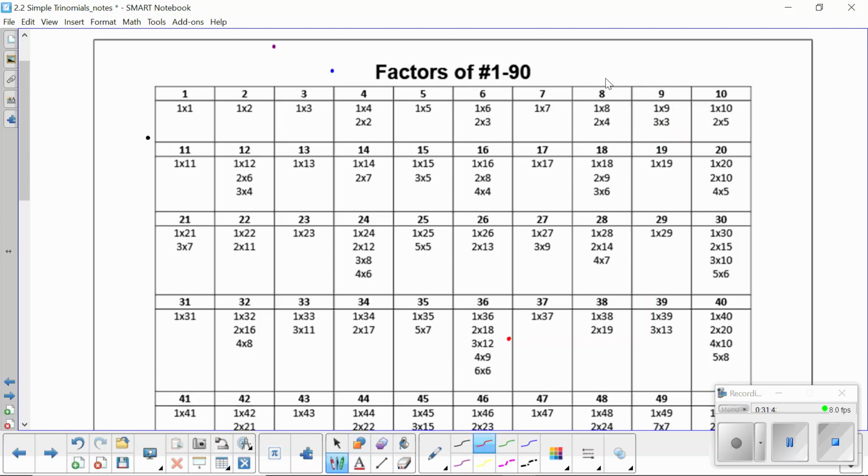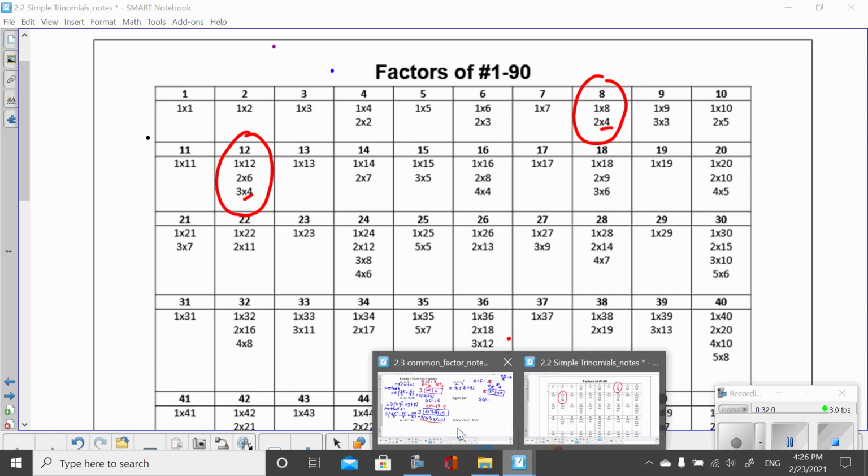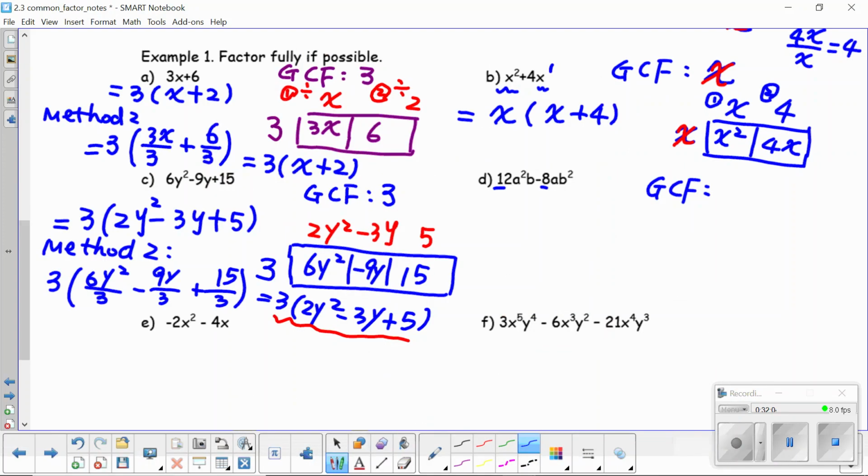So 8 and 12. Then we look for these two columns. Which one is a common number? The greatest common number will be the 4. Okay, so 4 is the greatest common factor. So the number is 4.